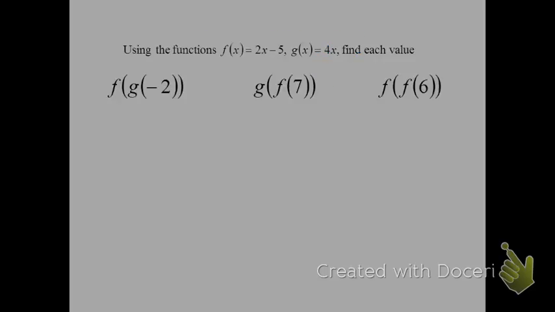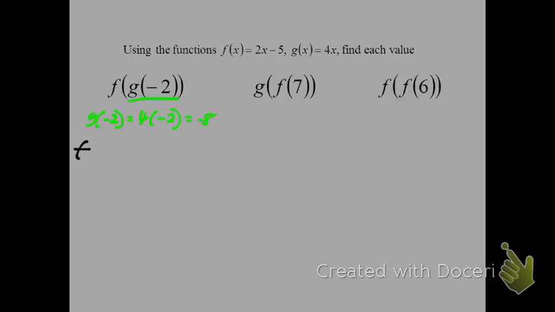Basically, the way you work composition of function problems is you work them inside out. So you have f of g of negative 2 here. The first one you do is g of negative 2. You do that just as you would think. You'd plug negative 2 into your g function. In this case, that's 4x. So 4 times negative 2 gives you negative 8.